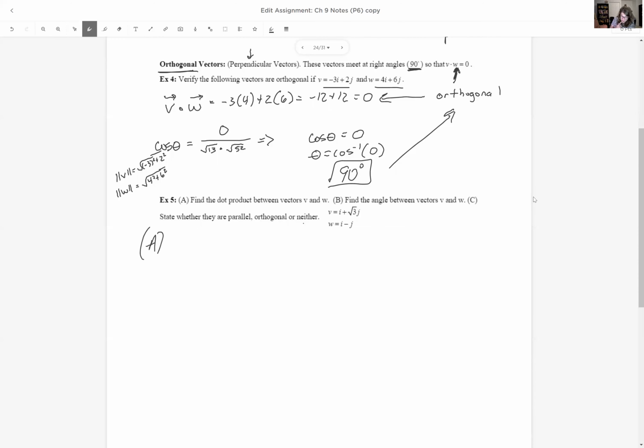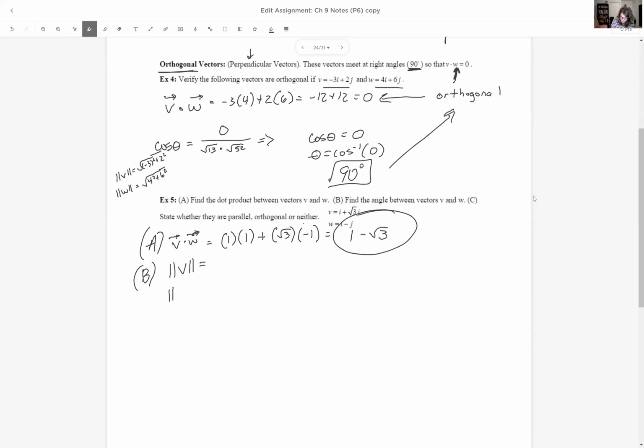So part A, looking at our vectors i plus square root of 3 j and i minus j. If we do V dot W, that's going to be 1 times 1 plus square root of 3 times -1, which is 1 minus the square root of 3. I'm just going to leave it like that. So that's our dot product. Part B wants the angle between. So I'm going to be smart this time and find magnitudes first.